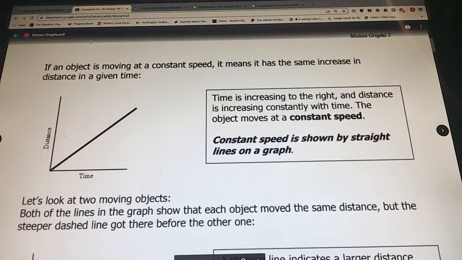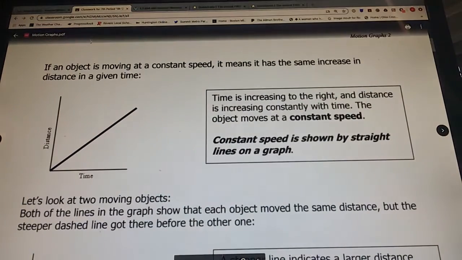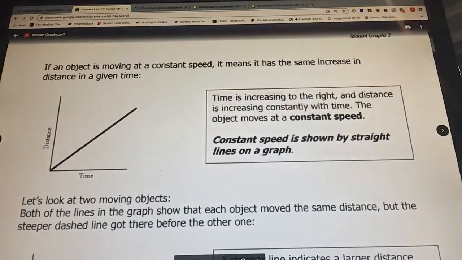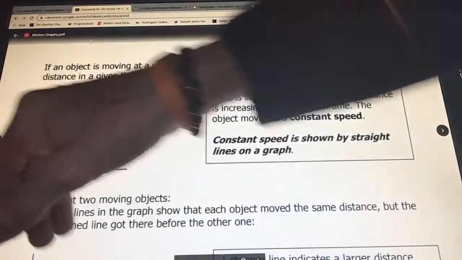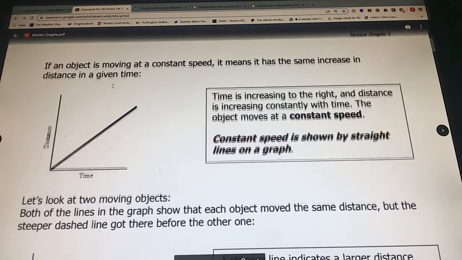If an object is moving at a constant speed, it has the same increase. Time is increasing to the right. This is the one that we did, that slope that we had of the girl running at a constant speed. So a straight line means a constant speed. Remember, this is a distance and time graph. Speed and time graphs we'll get into tomorrow. That'll change the whole perspective.